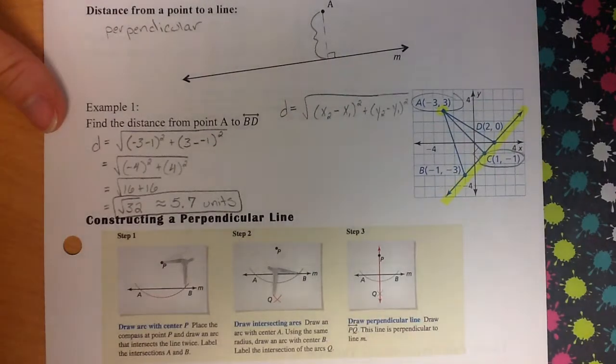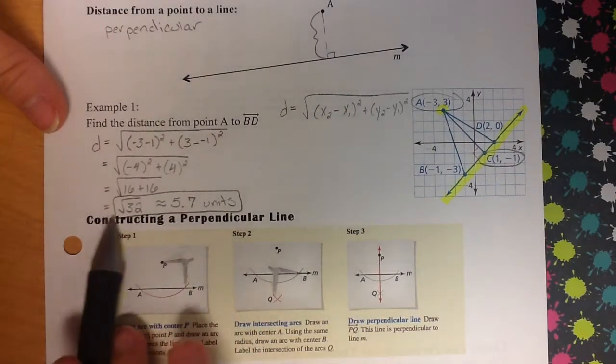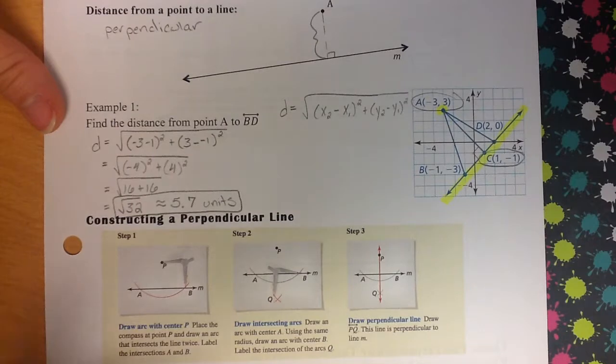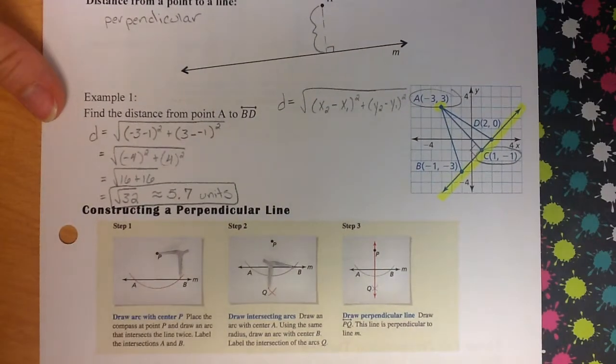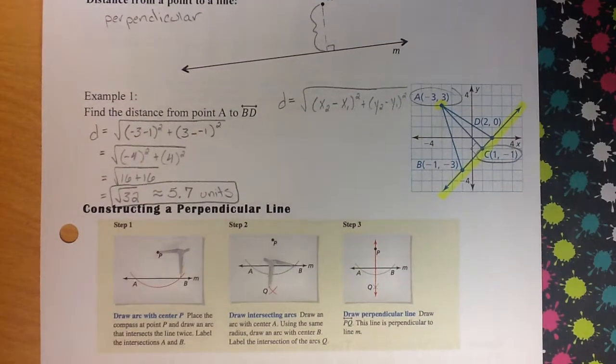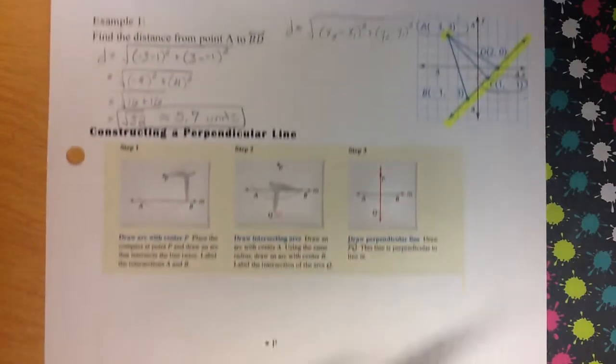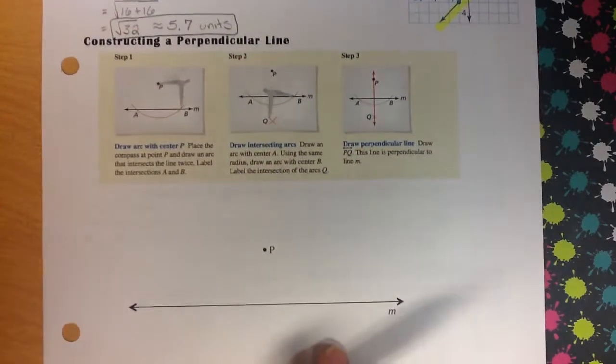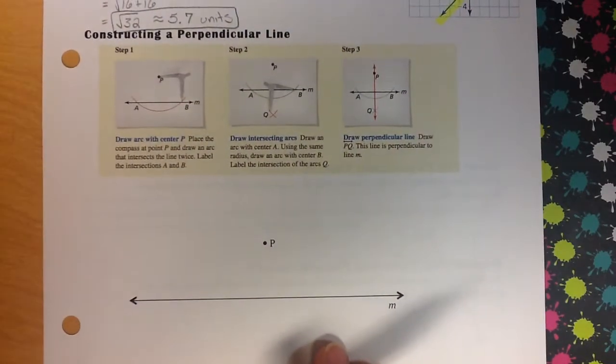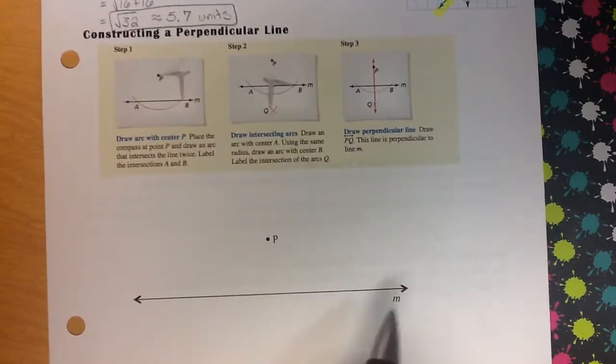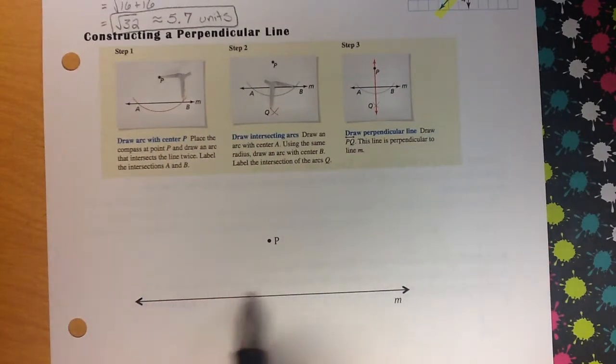We'll get to a point where we won't want approximations and we'll want to do something with that square root of 32, but we're not there yet. It's coming. Okay. All right, so now, if we remember what a perpendicular line was, now we are going to construct one. I'm going to construct a line perpendicular to M that goes through P.